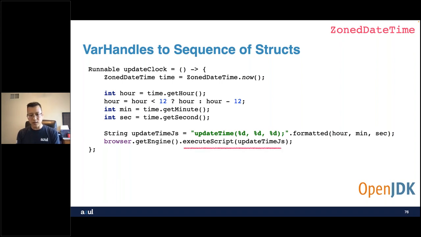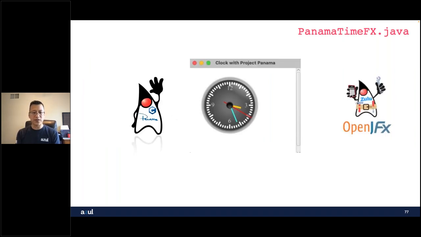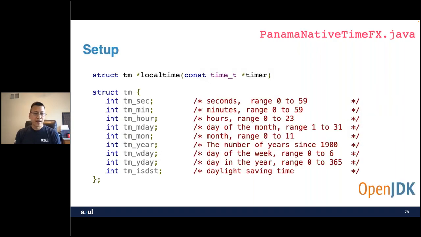So that's how you make a down call into JavaScript from Java. So here's the same application. Now we're using Panama. So here, like you've seen before, a C struct, and it's very similar to the point struct. It's all integer values.